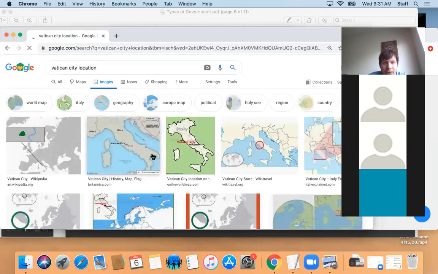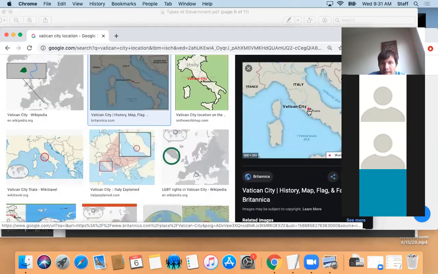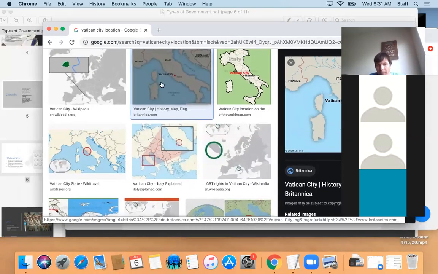Vatican City is inside the city of Rome, Italy. You see it? It'd be like having another country inside of downtown Tampa. That's weird. So the rules and laws, the Pope decides them, okay?